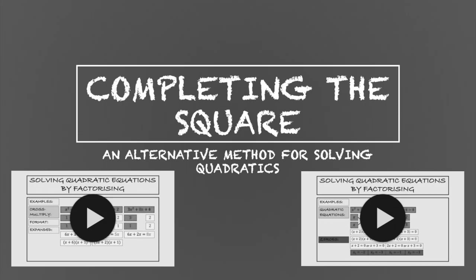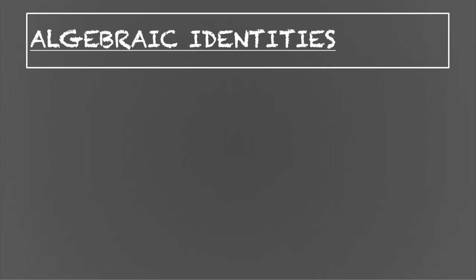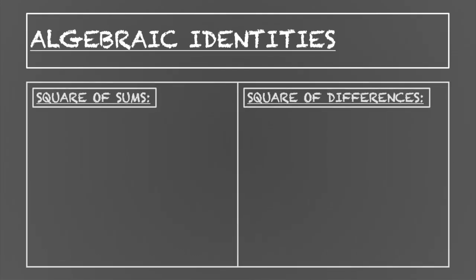Before we go on with this new method, we need to familiarize ourselves with some algebraic identities, namely the square of sums and the square of differences. Let's first take a look at the square of sums. (x + y) squared is the identity we will be calling the square of sums.